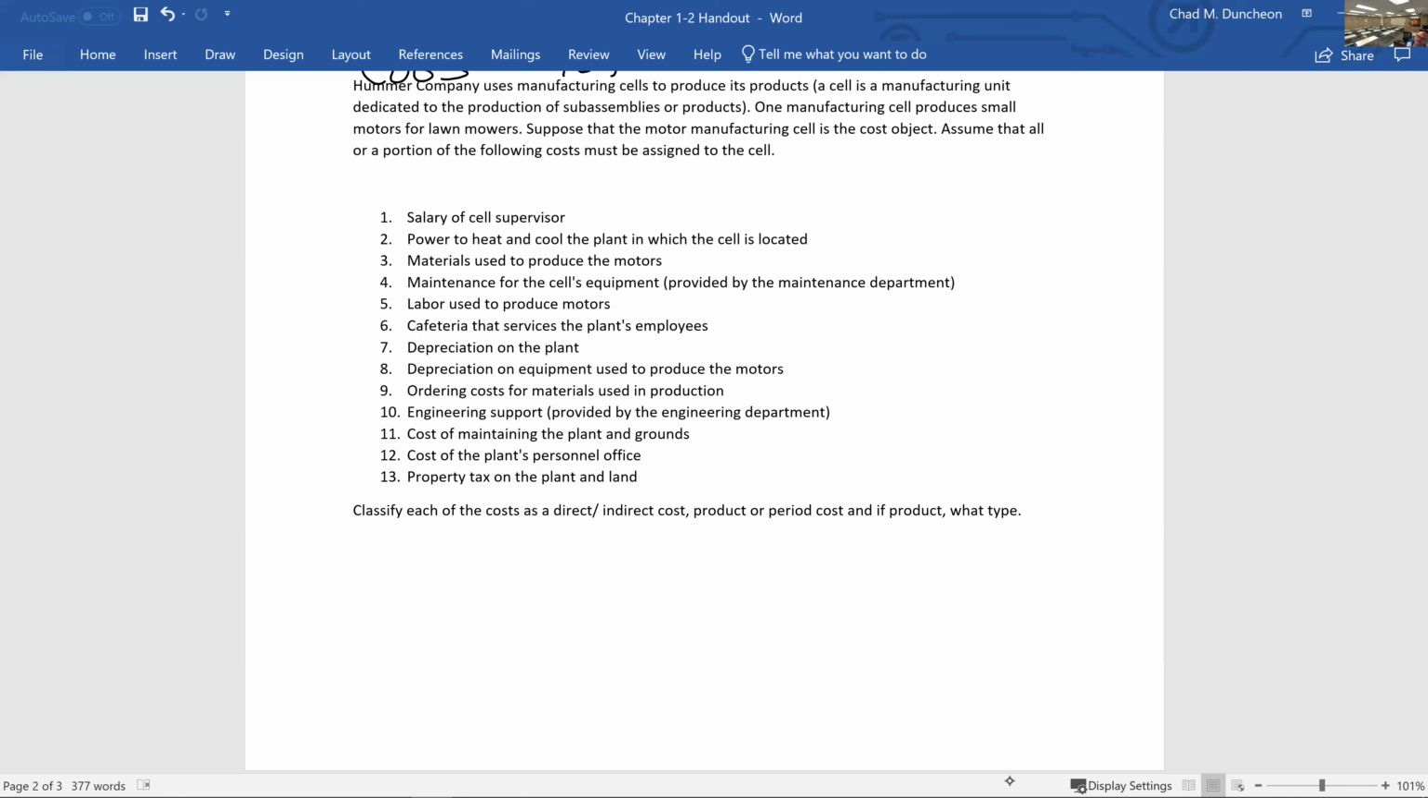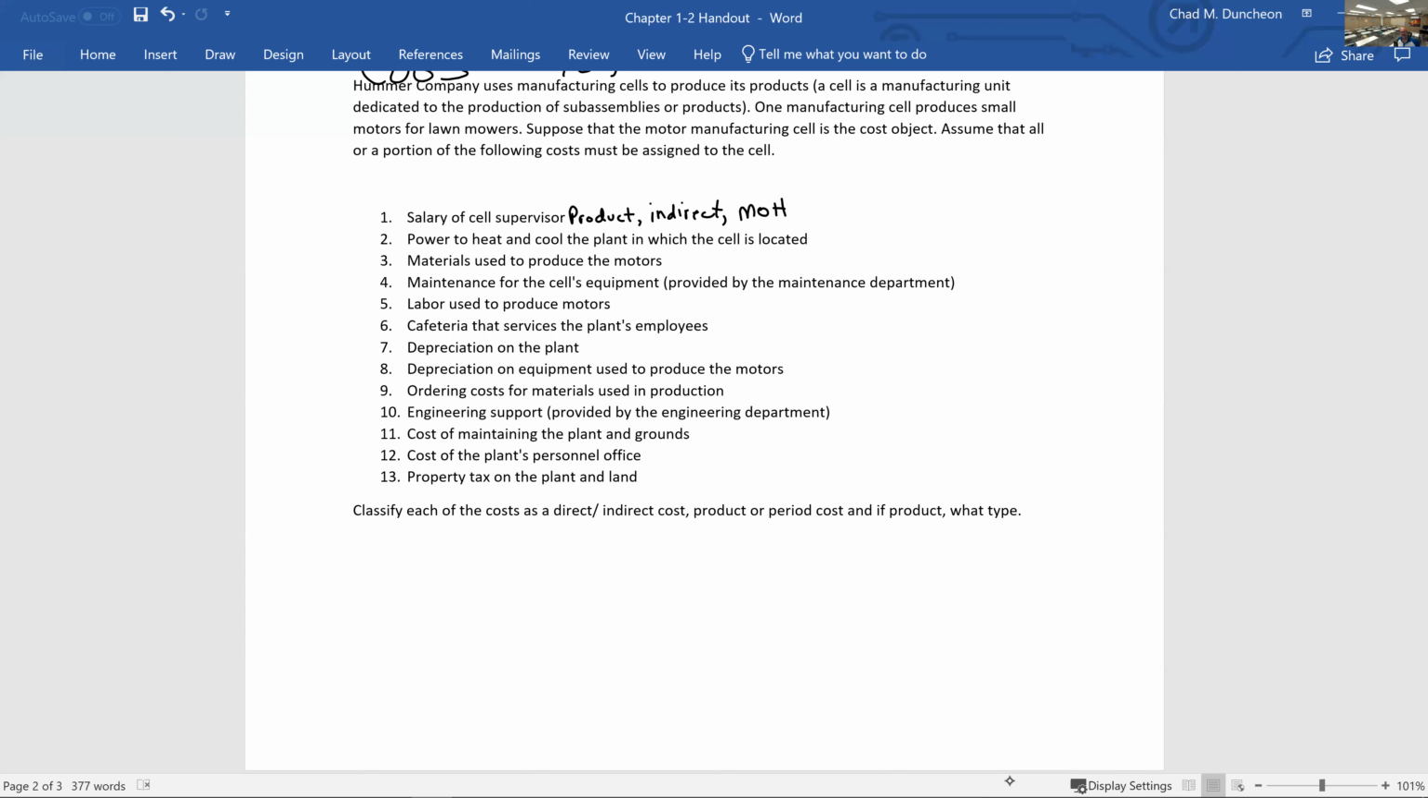So the salary of the cell supervisor, is that a product cost? Yes, it is, because the cell supervisor is dealing with making the product. Is it a direct or indirect cost? Well, it is indirect because it is the supervisor. The cell supervisor probably oversees many cells, so he's overseeing the direction of many products. An indirect product cost is always manufacturing overhead.